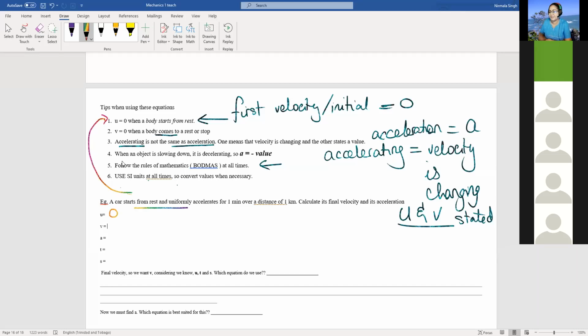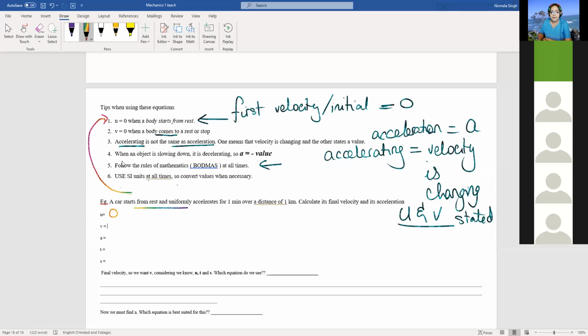This is why students have come up with the other way of calling out equations of motion as UVATs. They say UVATs means we use an equation of motion because you're looking at U, V, A, T, and S. Always write down those 5 letters at the start of your question, and then you start putting numbers with those letters. Trust me, it helps.